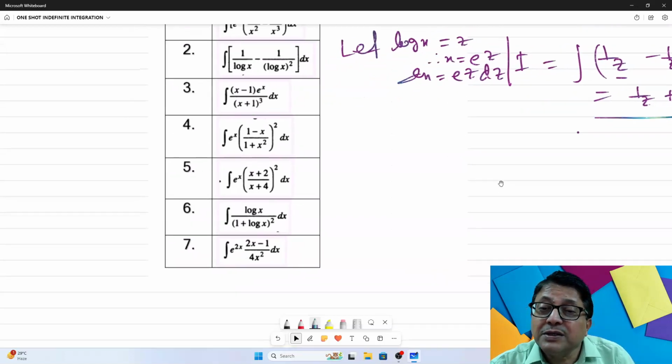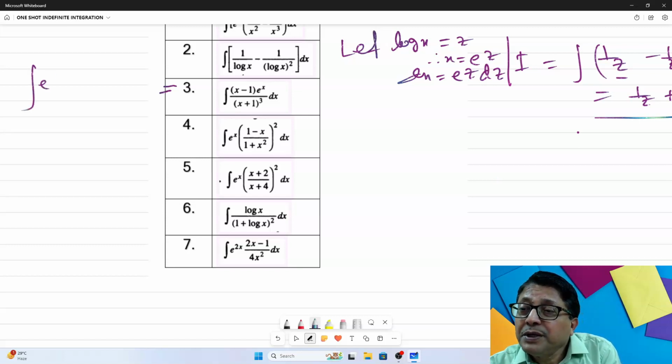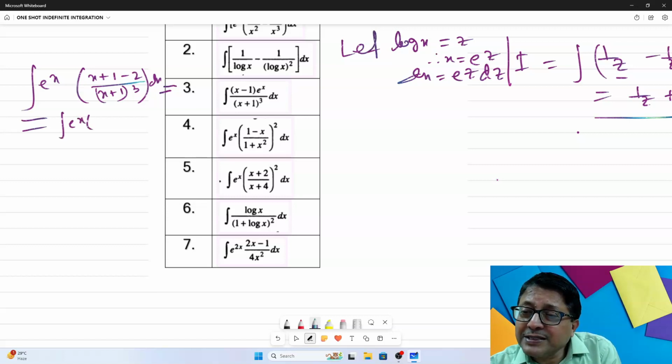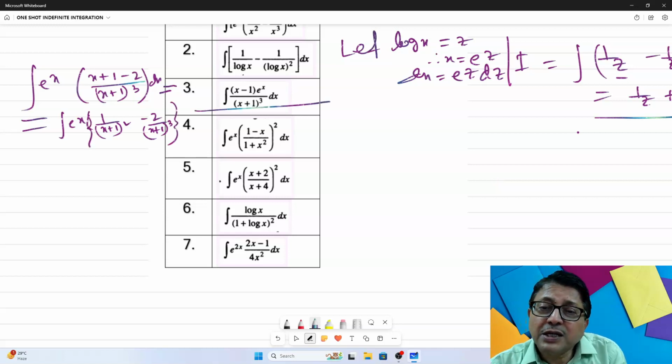How to do the next one? Number 3. Directly you can express it in the form e to the power x, fx plus f dash x. You write numerator x plus 1 minus 2 by x plus 1 whole cube dx. So this integrand is e to the power x into 1 by x plus 1 whole square minus 2 by x plus 1 cube. So the answer is going to be, this one is fx, this one f dash x, e to the power x by x plus 1 whole square.